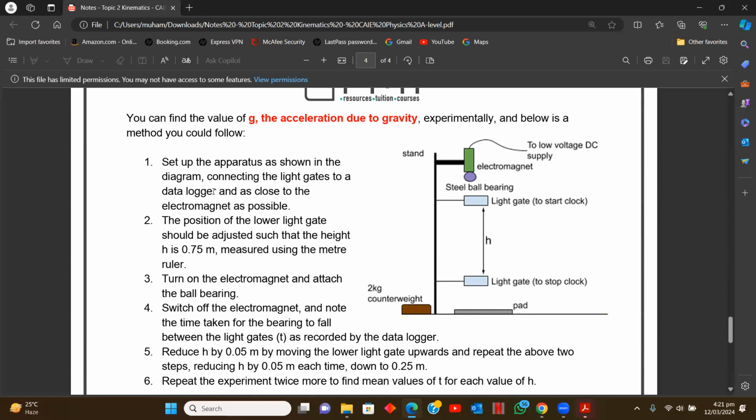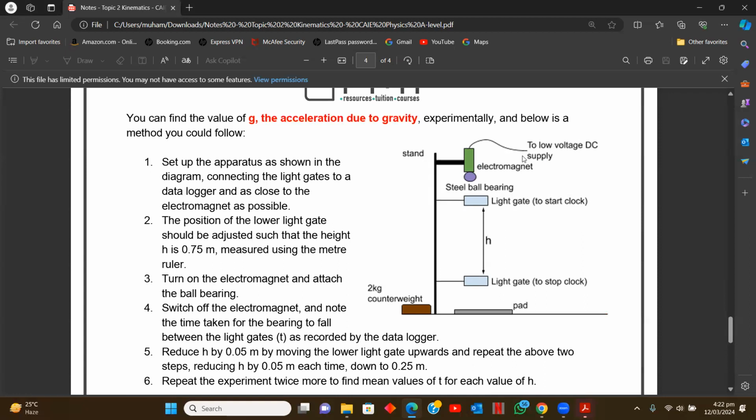So what you do is you set up an apparatus as shown in the diagram, connecting the light gates to a data logger and as close to the electromagnet as possible. अब electromagnet हम क्यों use कर रहे हैं? ताकि जो stone है, जो metal ball है, it sort of sticks to the electromagnet. The electromagnet is connected to power supply. Sorry, because of magnetization, it's gonna keep the stone or the metallic ball attached over here. Okay. Light gates क्या होते हैं?